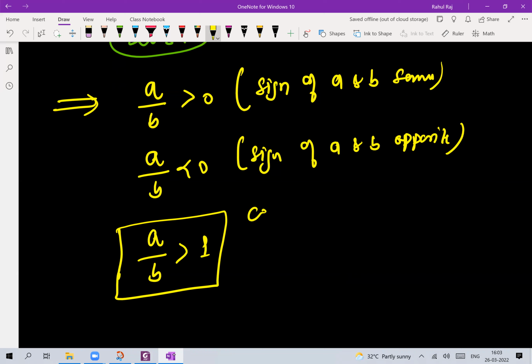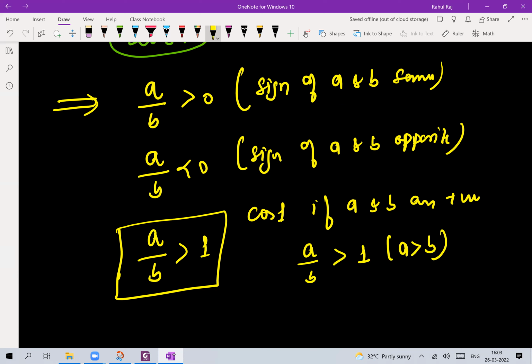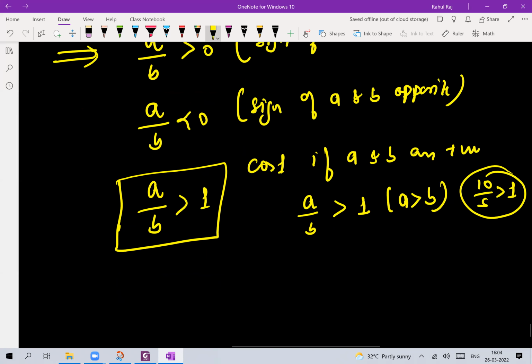So can I take two cases? Case 1, if a and b are positive numbers, then for a fraction a over b to be greater than 1, a should be greater than b. Because if you do 10 by 5, only then it is greater than 1. For a fraction to be greater than 1, in terms of positive numbers, the numerator should always be greater than the denominator. Agreed?